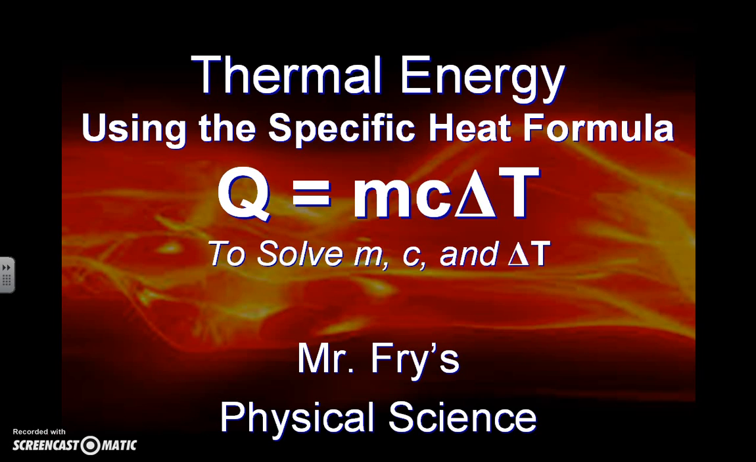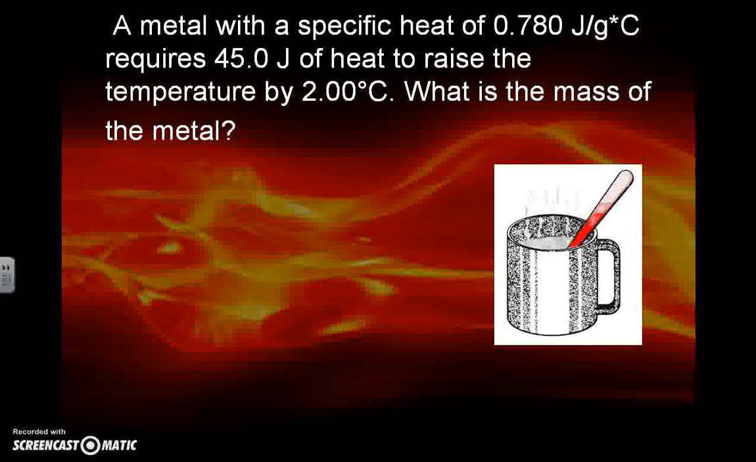This would actually be part 2 for using the specific heat formula. Last video I took a look at how to solve for Q, which was the amount of heat needed in order to make some temperature change in a certain amount of a substance. This time I'll use that same equation to solve for mass, which would be the M, C, which is the specific heat of a substance, and for delta T, or the change in temperature. I have one practice problem in this video for each of those three variables, so I'll go ahead and start the first one with you.